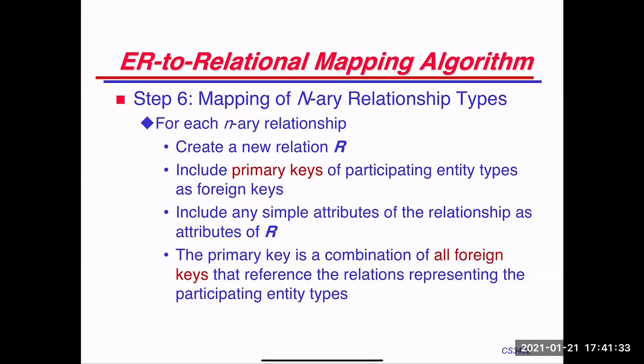So step 6 here in this mapping algorithm, that is where we map the n-ary relationship types, right? So usually you won't have any higher order than 3, but you need to deal with the ones that you have. So for each n-ary relationship, we do the following. We create a new relation R, and we include the primary keys of the participating entity types as foreign keys. And we also include any simple attributes of the relationship as attributes of R. And then the primary key will be the combination of all the foreign keys.